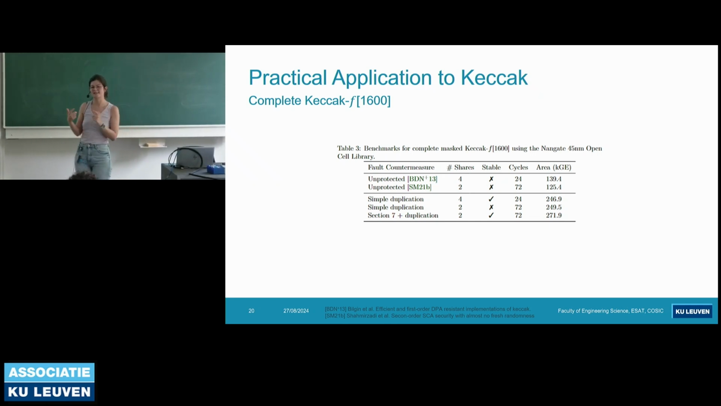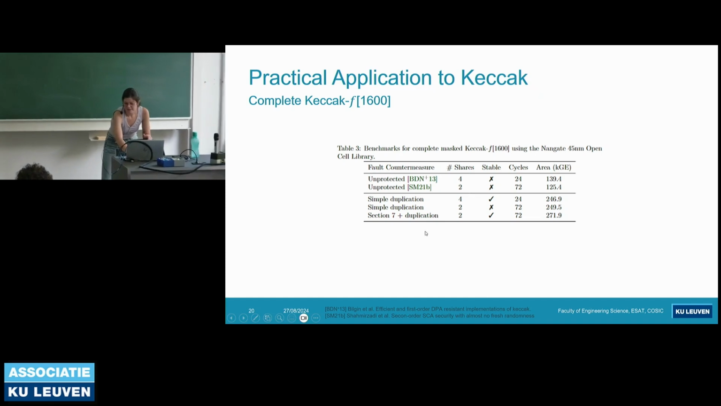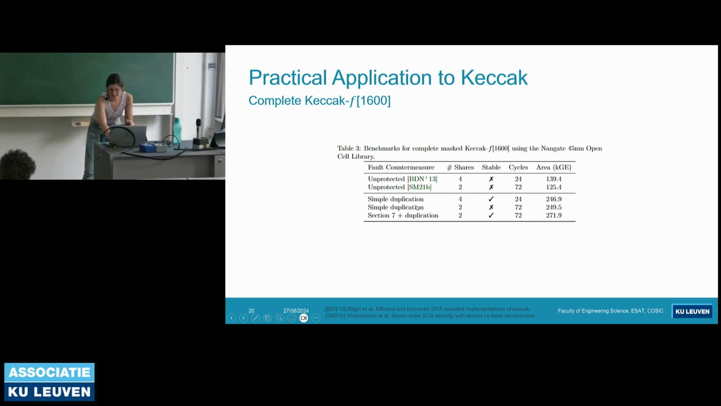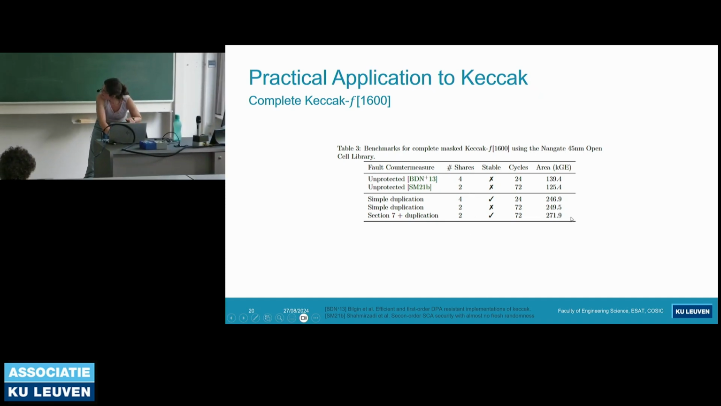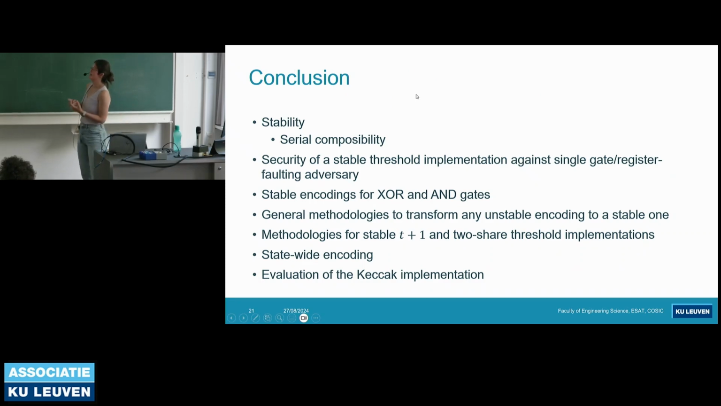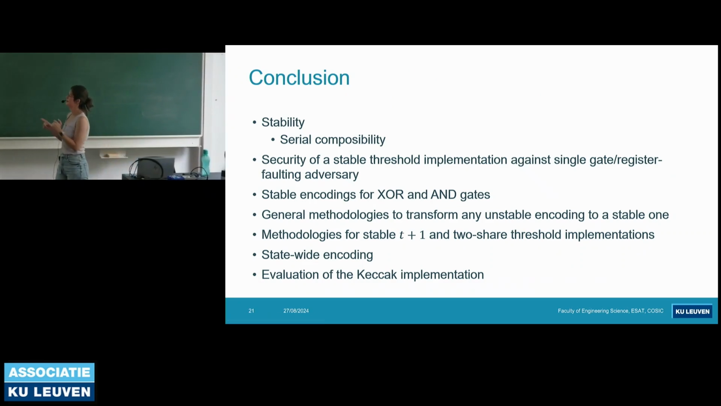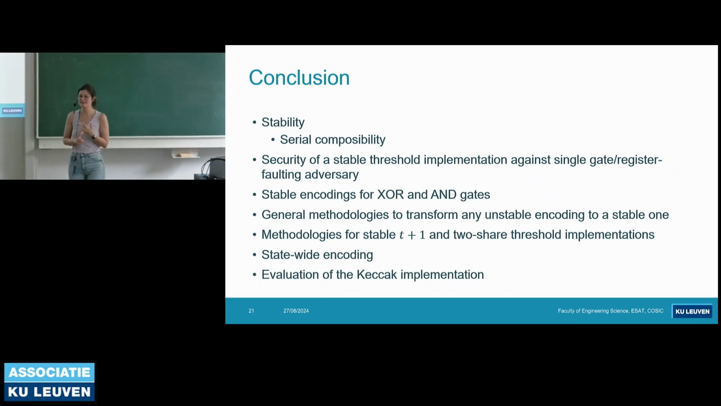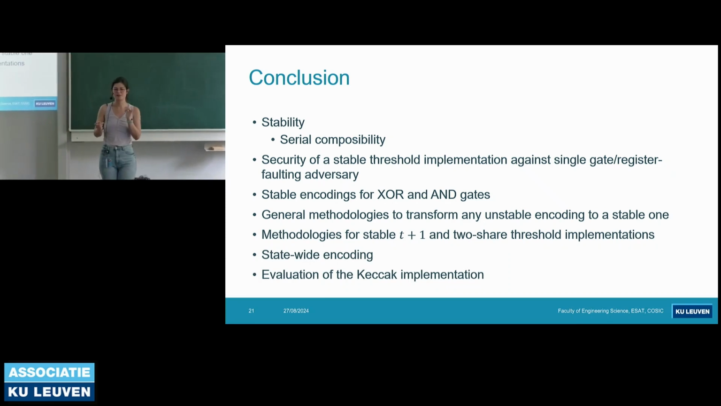So now StaTI comes into the picture. With the 2-shared, we have the StaTI implementation in the last row and the simple duplication in this row. And we can see that by applying StaTI with a little overhead in area, we can get a stable encoding. To conclude, in this work, we provide property stability, which is serially composable.